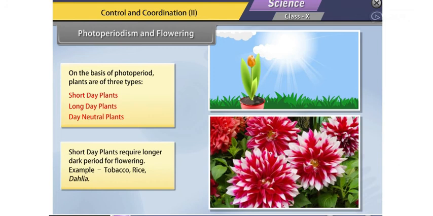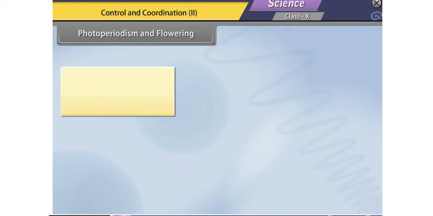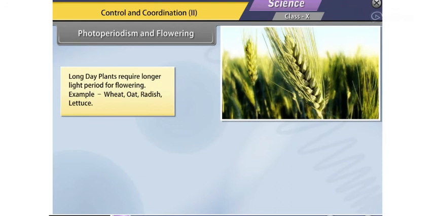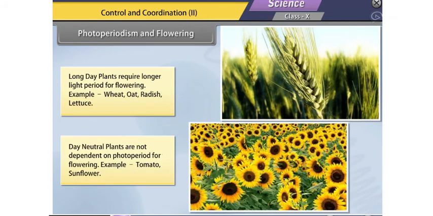Short-day plants require longer dark period for flowering. Example, tobacco, rice, dahlia. Long-day plants require longer light period for flowering. Example, wheat, oat, radish, lettuce. Day-neutral plants are not dependent on photoperiod for flowering. Example, tomato, sunflower.